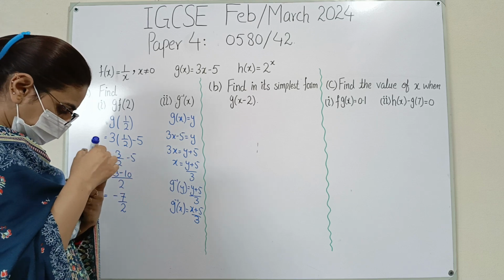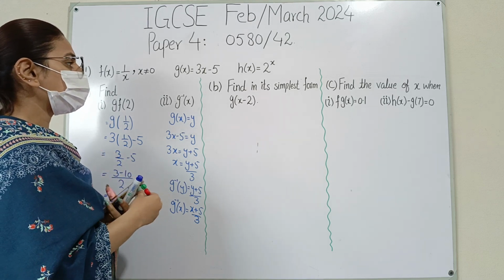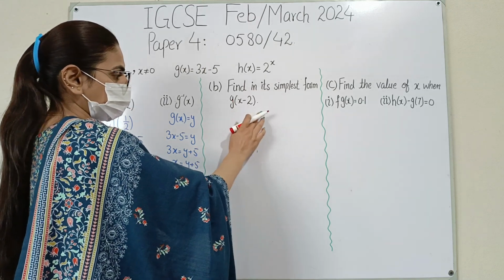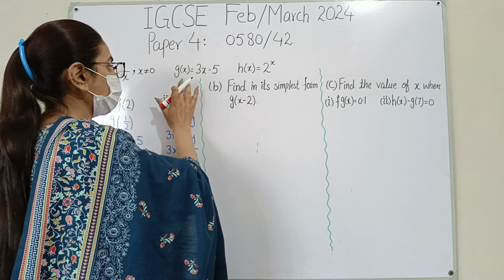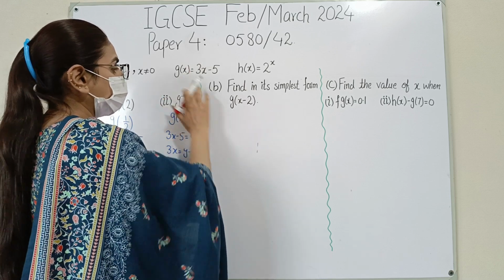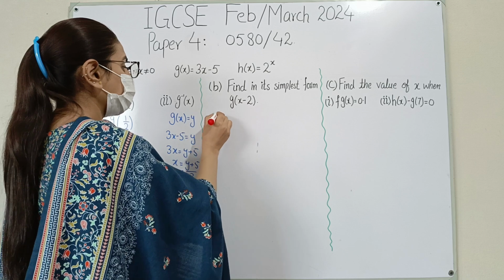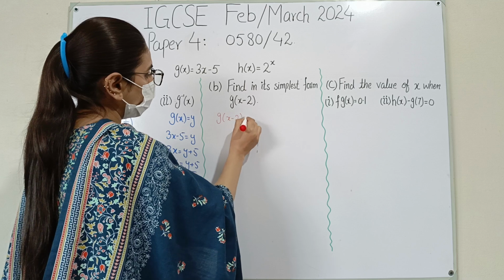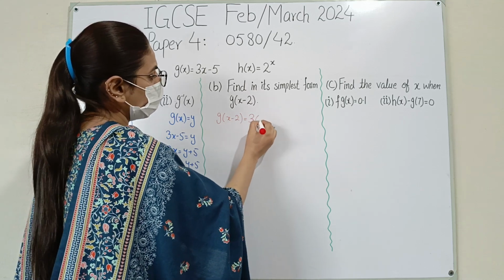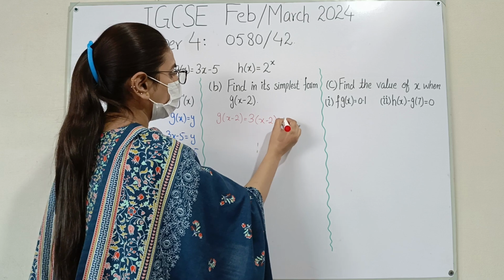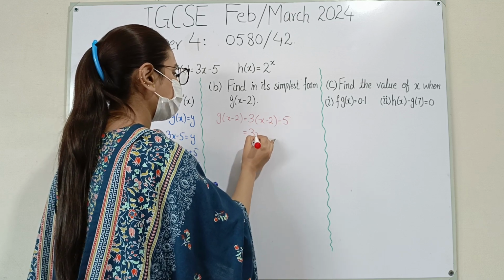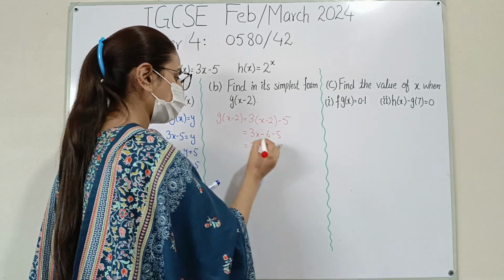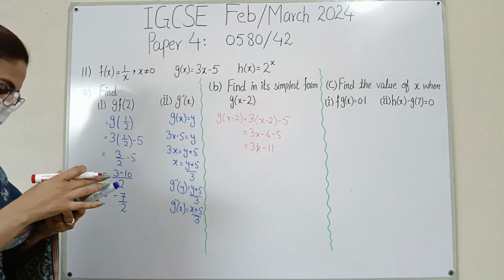Now let's move toward the next part of the question, that is, find in its simplest form g of x minus 2. It means you are going to use function g, where you have to replace x by x minus 2 in this part. That will be g of x minus 2 equals 3 into x minus 2 minus 5, which is 3x minus 6 minus 5. So you will get the simple answer 3x minus 11.